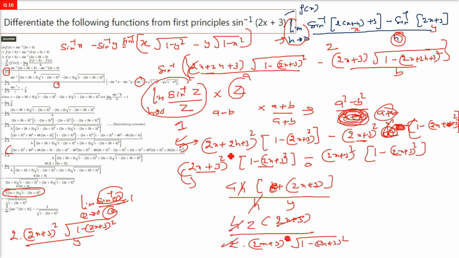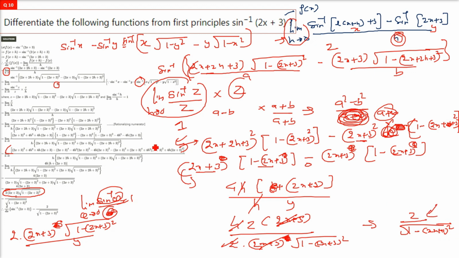A plus b is what? It is not square. Okay, a plus b is simply first term and second term, you add it and put h as 0. Just put h as 0, because when you add them, it is not going to give you 0. So 2x plus 3 will get cancelled. There will be 2 in the numerator, and in the denominator you have 1 minus 2x plus 3 whole square. You can leave it here only.